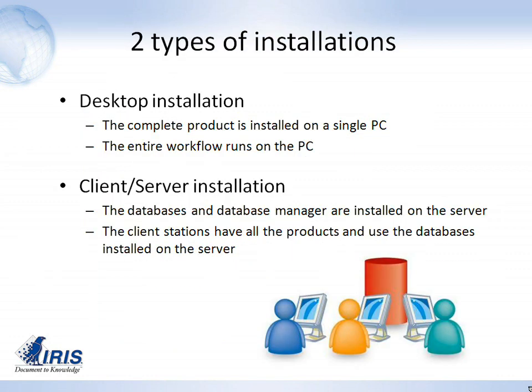Now we've got two types of installations. We've got a desktop installation and a client-server installation. With a desktop installation, we install everything on a single PC, so the whole workflow functions on that PC. With a client-server installation, we split the software across PCs. So on a server, you'll have all of the databases and the database manager, and on the client stations, you'll have ICP and all its products, which will be connecting to that central server.